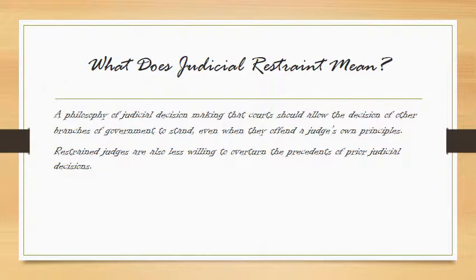What does judicial restraint mean? A philosophy of judicial decision making that courts should allow the decision of other branches of government to stand, even when they offend a judge's own principles. Restrained judges are also less willing to overturn prior judicial decisions.